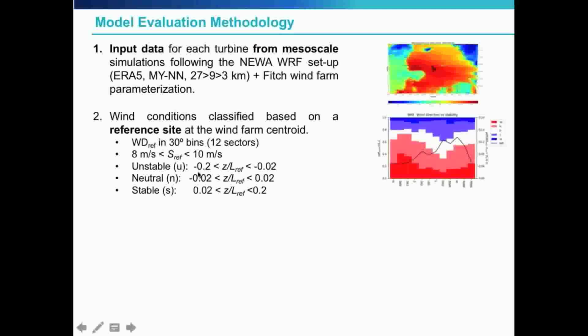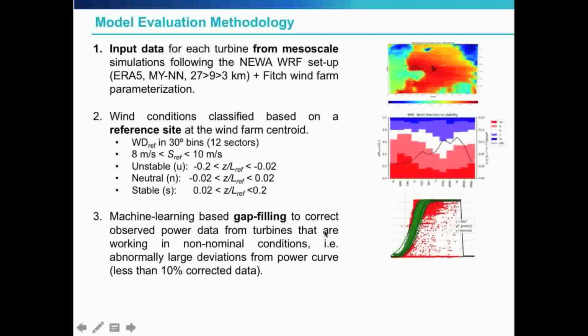We focus on just one velocity bin from 8 to 10 meters per second, which is when you expect to see the largest wake effects. And then we just cluster the data in terms of 30-degree wind direction sectors and then 3 stability classes. And stability here is defined based on the C/L as simulated with the WRF data, and we use the center of the wind farm as a reference for the wind conditions definition.